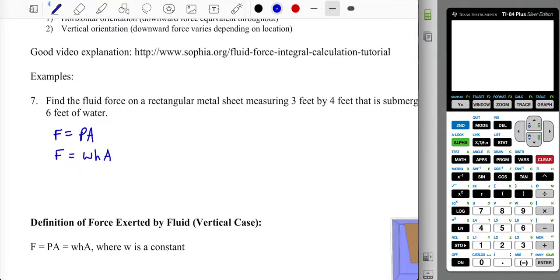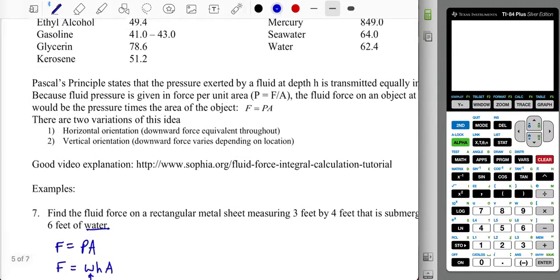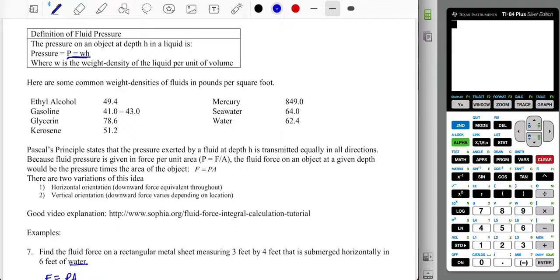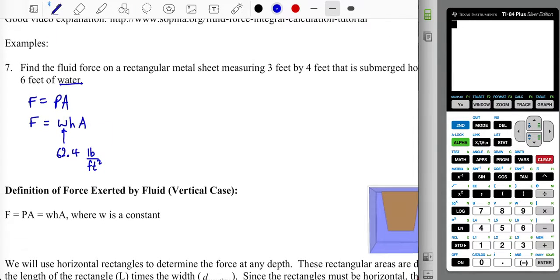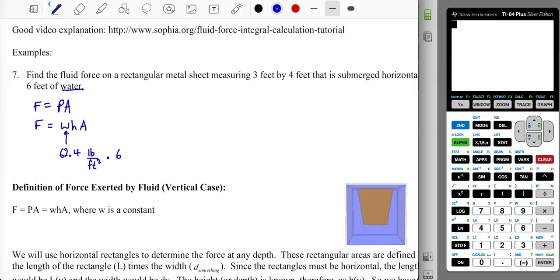So w again is the weight density. It said water, so 62.4 is given. Now, they're in pounds per square foot, so we want to keep that in mind. The height or depth is 6 feet of water, and the area, 3 by 4, is 12 square feet. So that's our area.